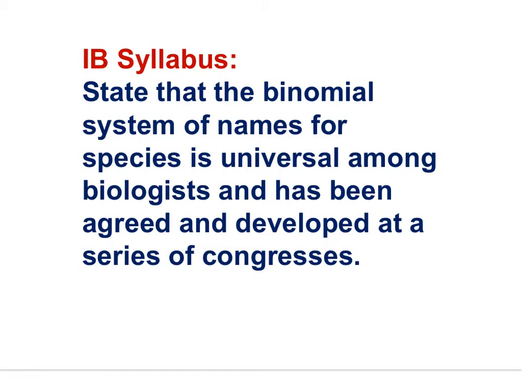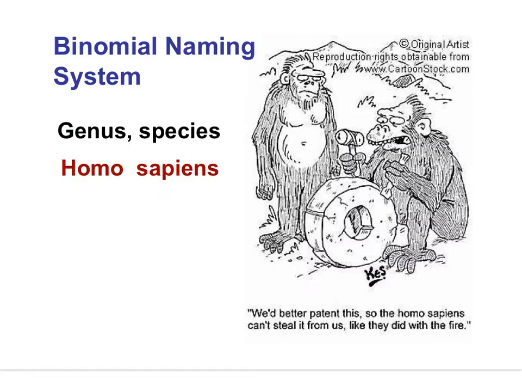Here is our first IB syllabus statement. State that the binomial system of names for species is universal among biologists and has been agreed and developed at a series of congresses. Biologists have agreed worldwide to use the binomial naming system to give each species a name. The two-name designation given to each species are the last two names of the classic 7 taxa hierarchy: kingdom, phylum, class, order, family, genus, species.